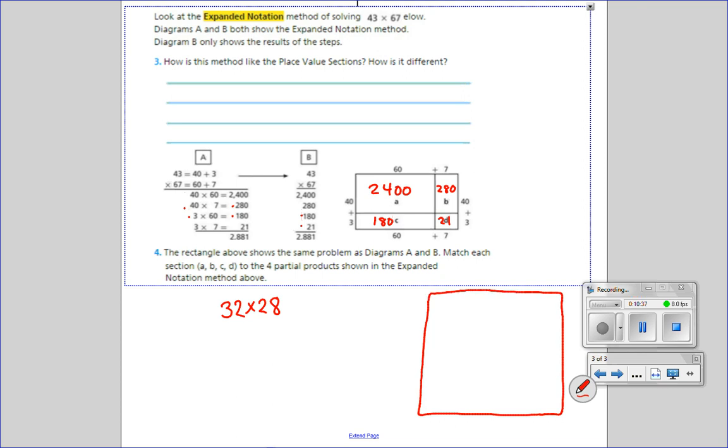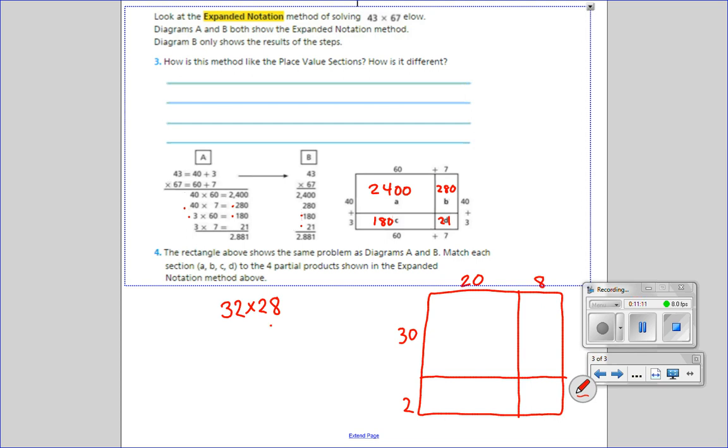You would draw a box, and you would make it into 4 sections. Okay? Thousands, hundreds, tens, and ones. Okay? So you would have 30 and 2 here, and you would have 20 and 8 here. But if you were writing your multiplication problems out, you're going to stack them. If you think you can go, go.